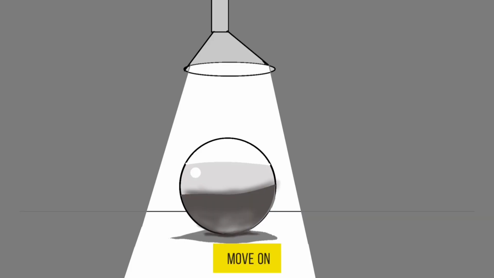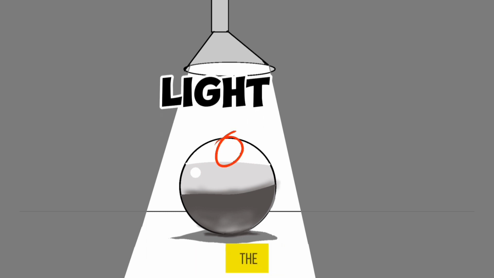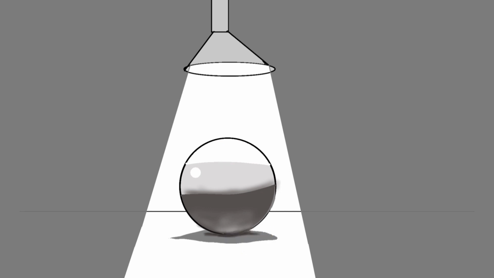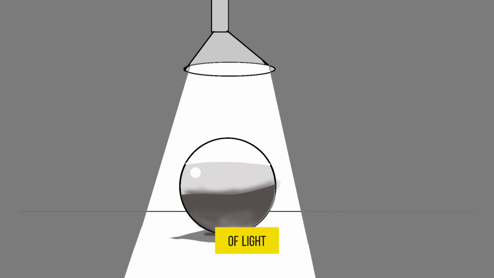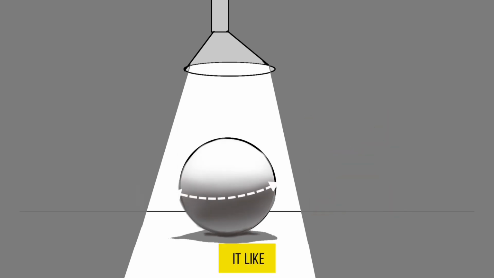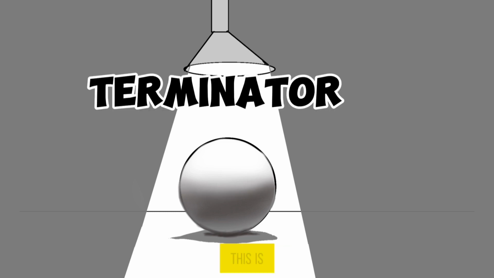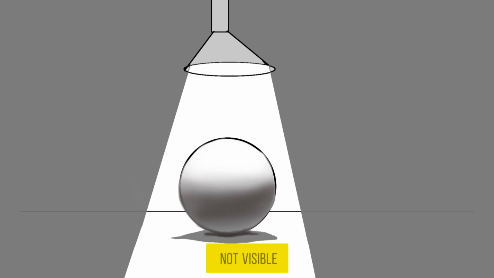So let's move on. After the bright and half tones, we have the light, which is the brightest section in the ball. After that, we have the highlight or drop light. It's mainly a small shade that contains a huge amount of light. So when shading, you don't give your tones hard edges that make them look stiff. You give it a gradient or smooth texture, and this is called the terminator. This is to make the joining points of your tones not visible.